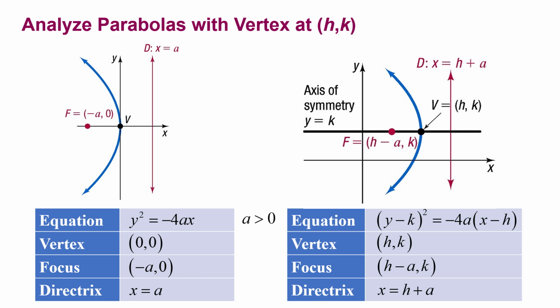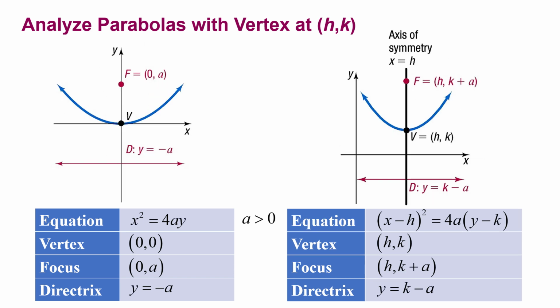On the right-hand side of the slide, we have the graph of the parabola with equation, the quantity y minus k squared equals -4a times the quantity x minus h. And this is a parabola opening to the left with vertex at the point h, k, focus at the point h minus a, k, and directrix is the line x equals h plus a. Again, notice that the focus and directrix are distance a from the vertex.